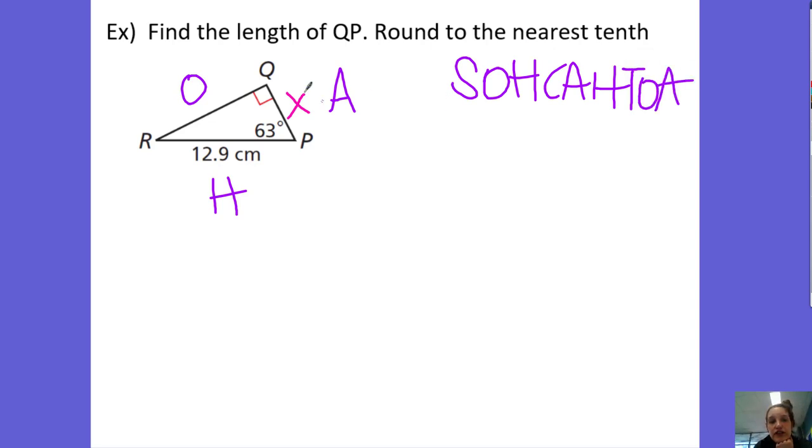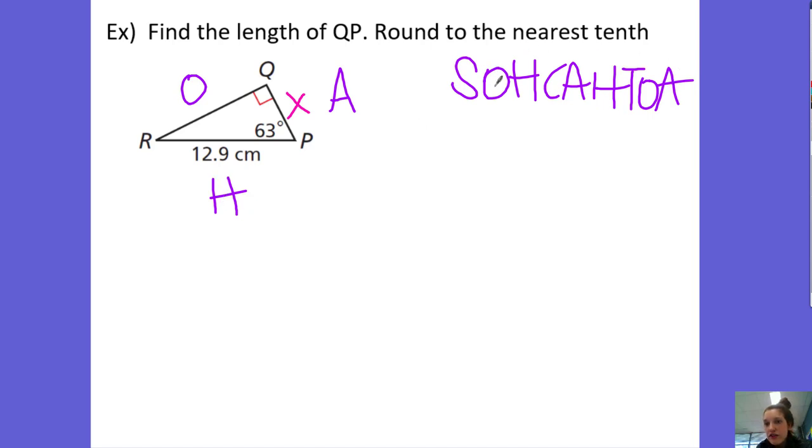What I want to think is, I have one side length that's given, and I have one side length that I'm trying to solve for. I am given the hypotenuse, and I'm trying to solve for the adjacent side. Adjacent and hypotenuse, so A and H. This opposite side is irrelevant. I don't know its length and I'm not trying to find it, so it doesn't matter.